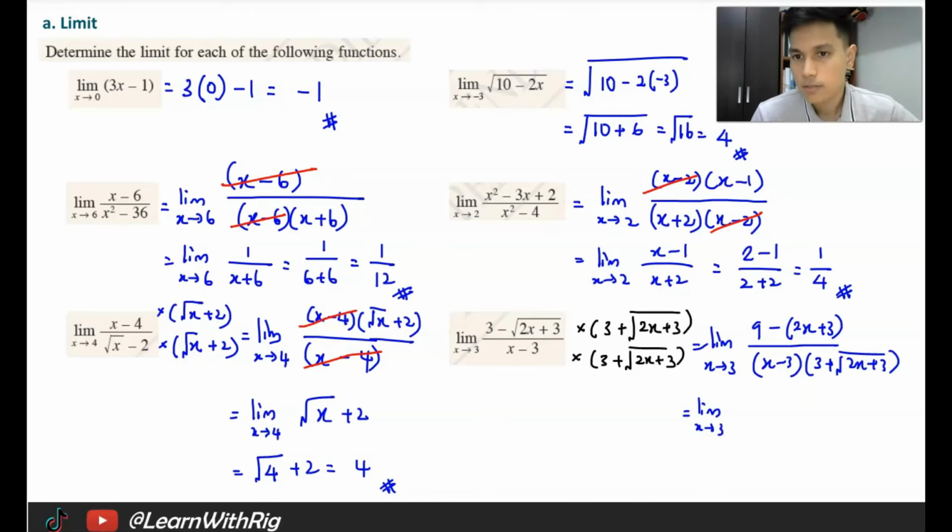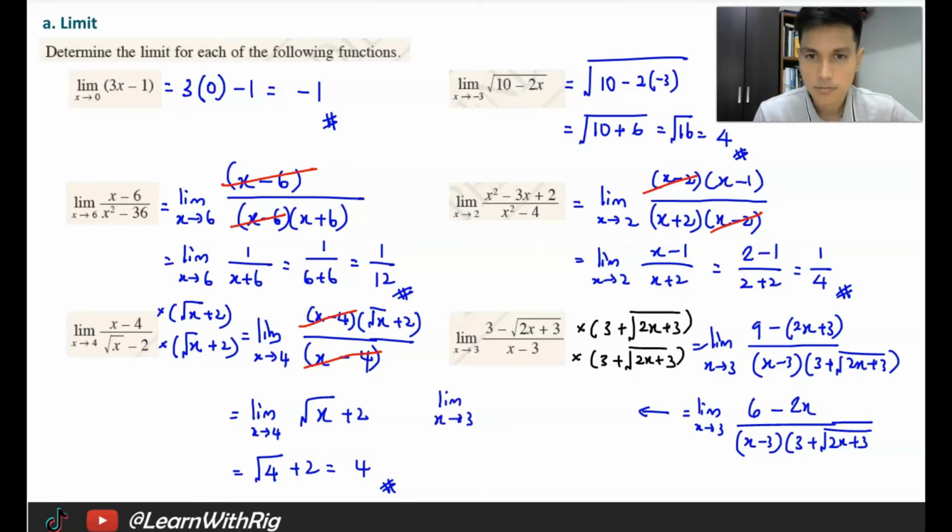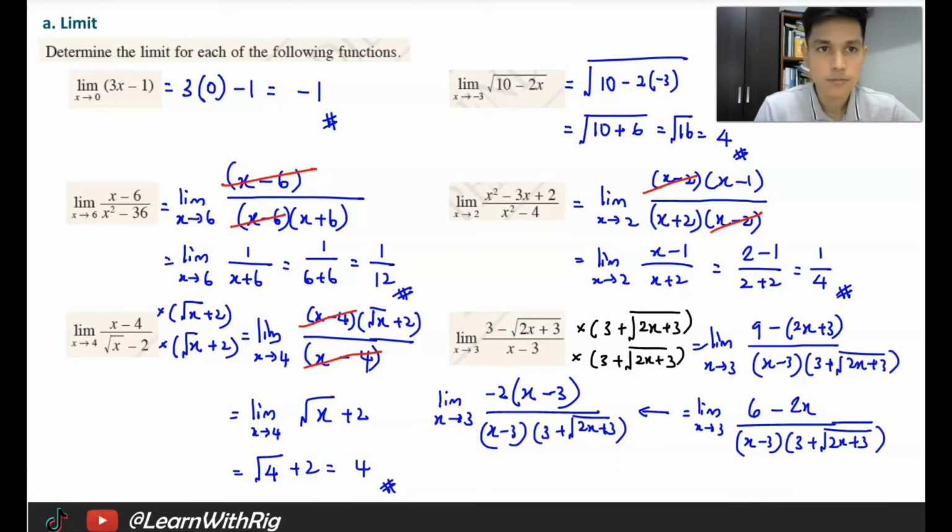So in the end you will get, as x approaches 3, 9 minus 3, you get 6 minus 2x over x minus 3 times 3 plus square root of 2x plus 3. Here if you notice, you can simplify this so that it becomes the same as this, right? I'm going to write here, I don't have enough space there. So actually it becomes like this: you simplify it, you can take out negative 2, so you get negative 2 times x minus 3 over x minus 3 times 3 plus square root of 2x plus 3. So here you can cancel.